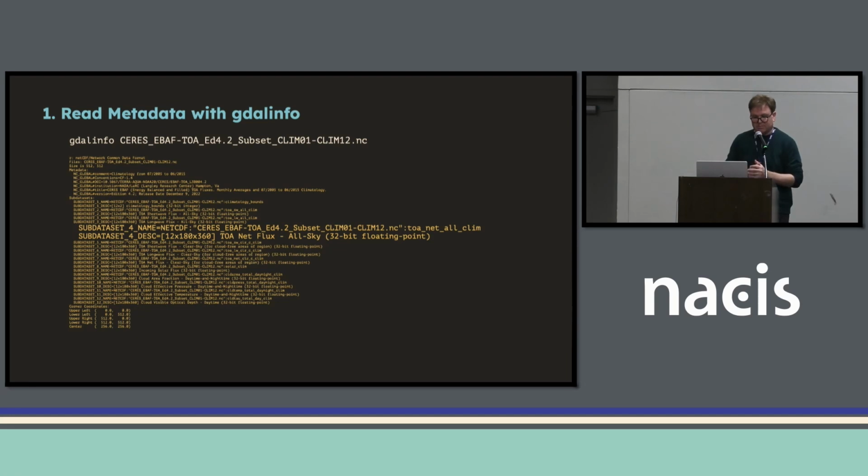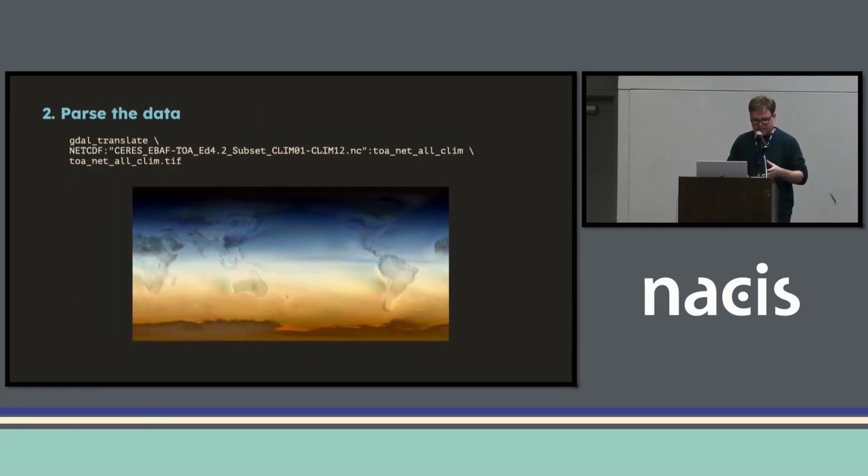Again, first step, read metadata with gdalinfo. There's the command, and then I've highlighted the subdataset that I want to look at. In this case, it's called top of atmosphere net flux, although it is abbreviated. Parse the data. Again, gdal_translate, subdataset name, something.tiff.